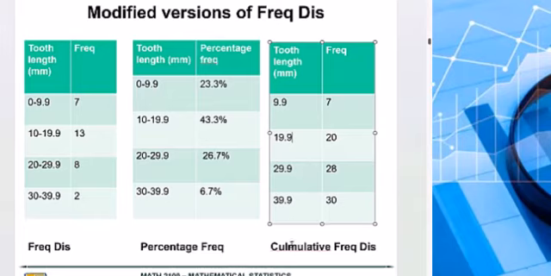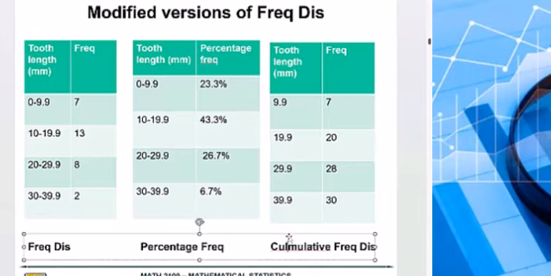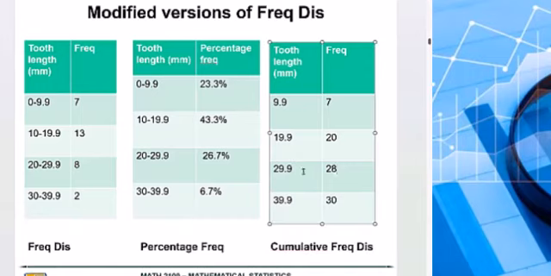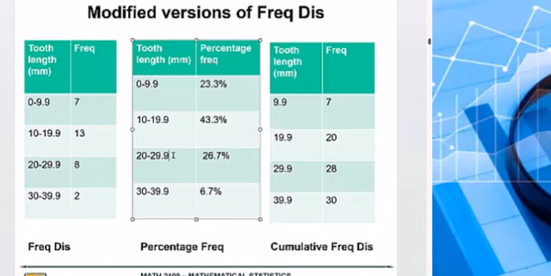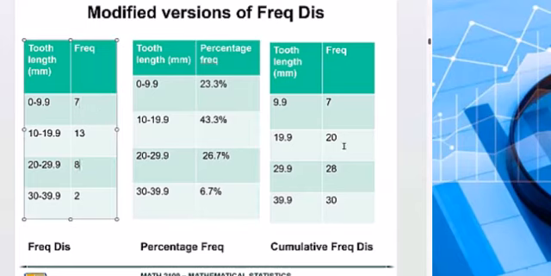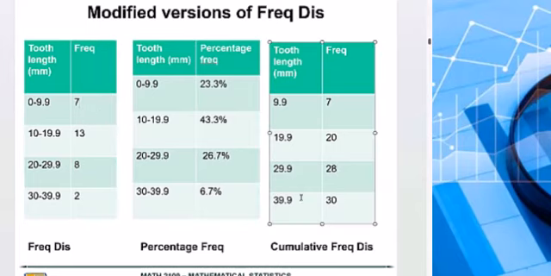And then you add up 3 classes here, right? You have everything less than 29.9, right? So in this case, you have 7, 13, and 8. You got 28 in total. And everything up to 39.9, which is all the data in this table, right? So you got 30 values. So this is called cumulative frequency distribution.